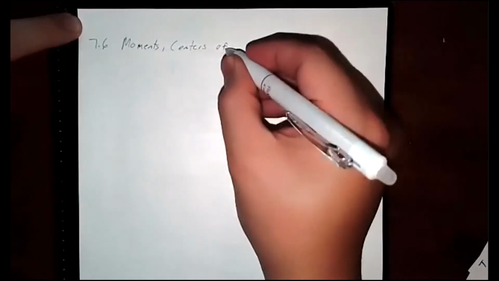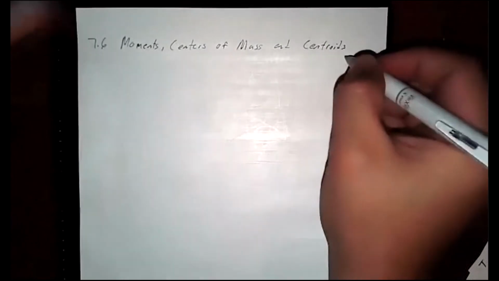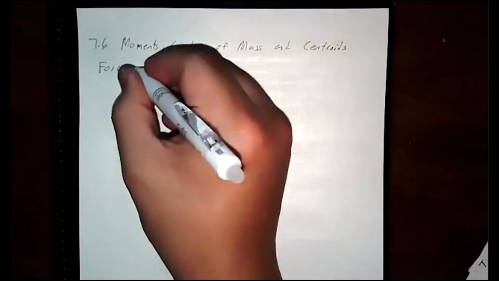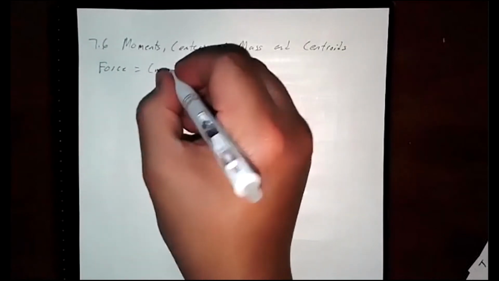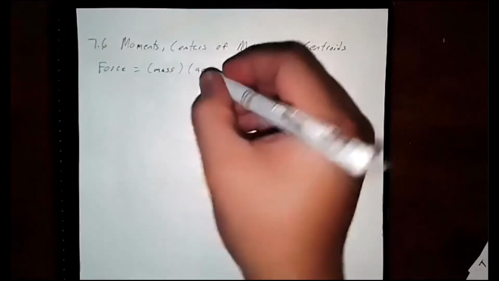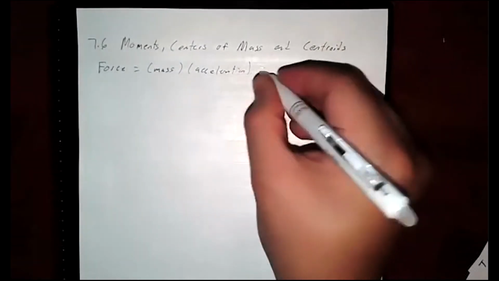Moments, center of mass, and centroids. Okay, some basic ideas here. I'm assuming you've all had some sort of physics, so it won't hit you too hard on that. So we know that force is equal to mass times acceleration, right? Or ma.